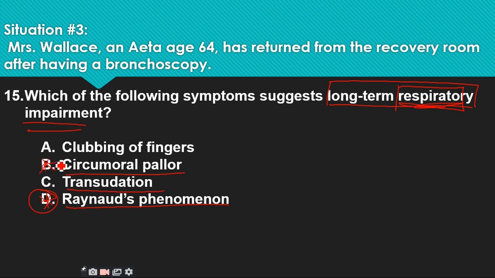Letter B also is going to be talking about circulation. So letter B and letter D are basically going to be eliminated. So let's have letter A and C. So the best answer for number 15 is letter A, clubbing of fingers. So take note, if there is going to be clubbing of fingers, that might actually be a sign that this patient is already having long-term respiratory impairment. So number 15, answer letter A.